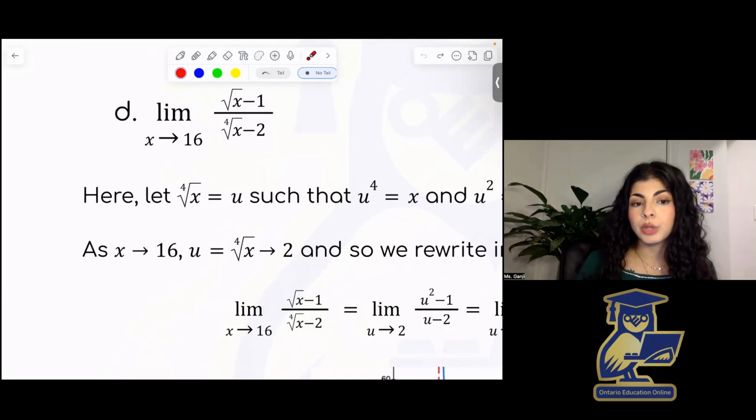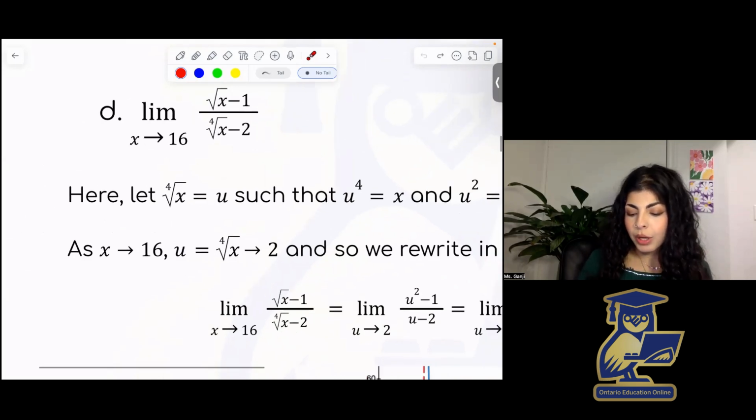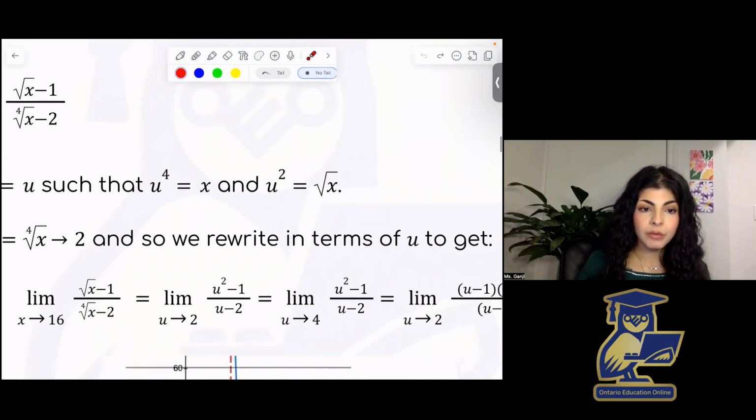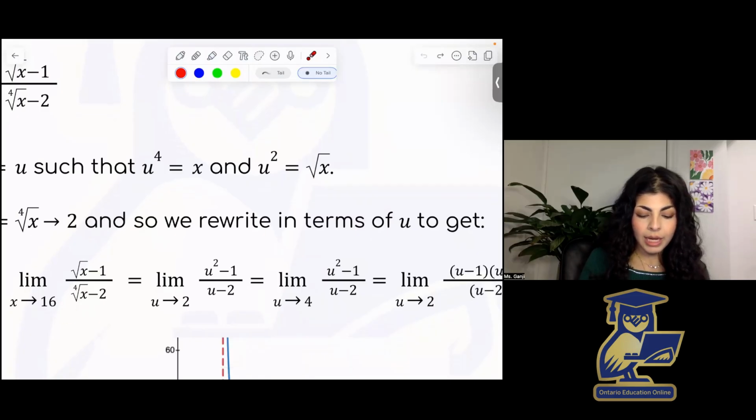Now, we have to analyze our limit. So here x is approaching 16, which means that u, which is the fourth root of x, is going to be approaching 2. And that's just substitution and evaluating. And now we're going to rewrite our limit in terms of u. So starting with our original function, we now write it as limit of u approaching 2 of the expression u squared minus 1 over u minus 2. So this is just those two u's substituted, and everything else is the same.